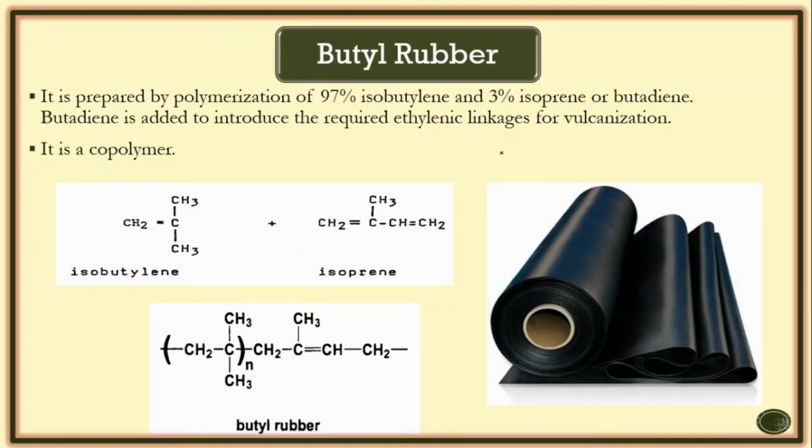Coming to the next one, butyl rubber, which is formed by polymerization of two monomers, isobutylene and isoprene. So when they react, obviously the bond will come here, and this bond will come here, and this bond will come here, and you can simply join them together like this. So this is how butyl rubber looks like.